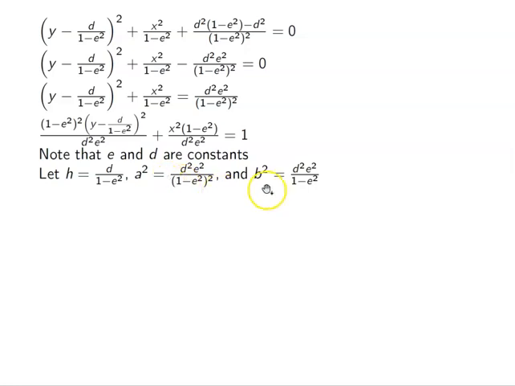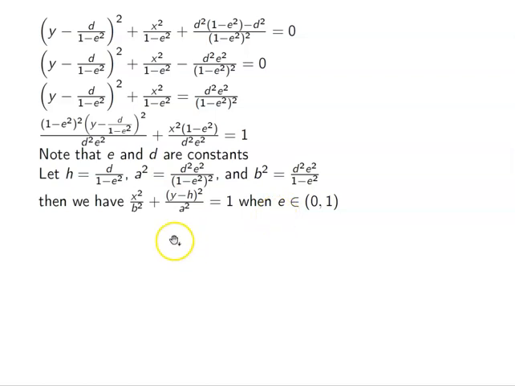So I have a squared, I have b squared, and that changes my formula to look like the following: x squared over b squared plus (y minus h) squared over a squared equals 1 when e is between 0 and 1. So this looks like an ellipse. Notice that this is saying that e is a fractional amount. That makes sense for a squared to be the longer one because I have a small amount that I'm dividing by, and the smaller the amount I'm using to divide, the larger I get.